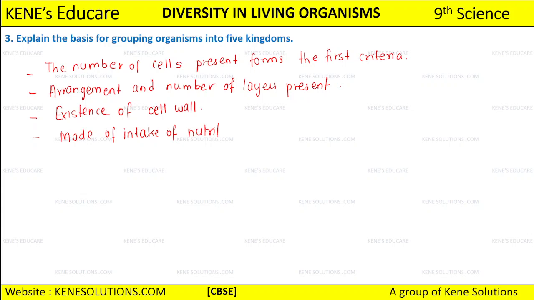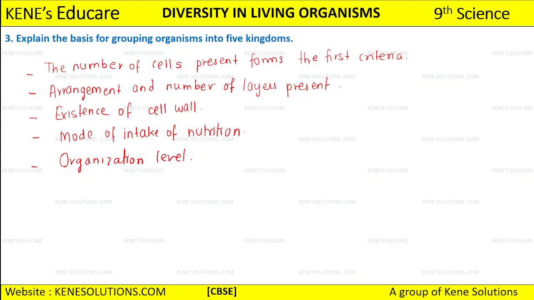Then we consider the organization level, right? So these are certain criteria which we use, or this is the basis on how we are grouping the organisms into five kingdoms. So this is how we are doing it. Okay.